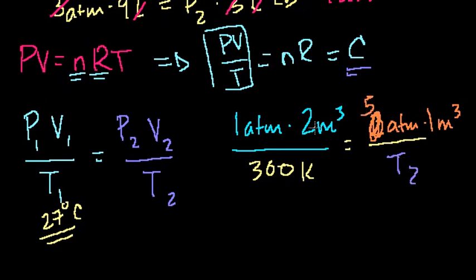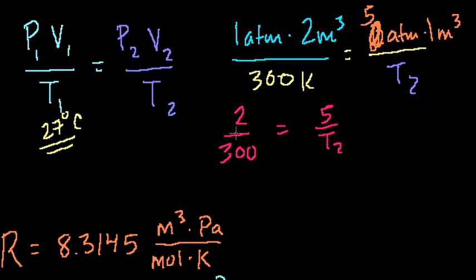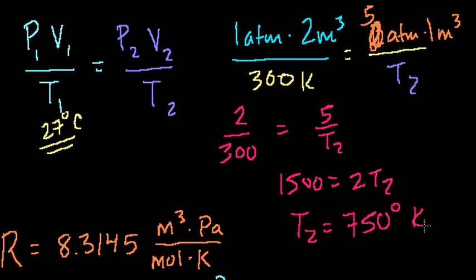We've set up our equation. So we have 2 over 300 atmosphere meters cubed per Kelvin is equal to 5 over T2, our new temperature. And then we have 1500 is equal to 2 T2. Divide both sides by 2. You have T2 is equal to 750 Kelvin. Which makes sense, right?